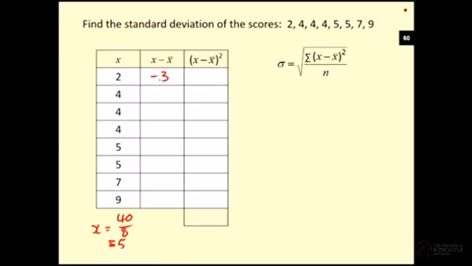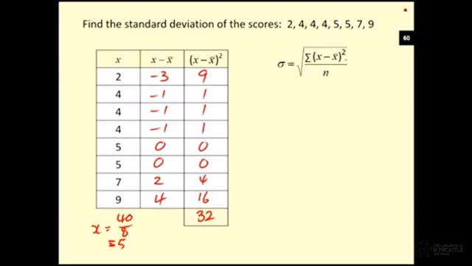2 minus 5, 4 minus 5, 5 minus 5, 7 minus 5, and 9 minus 5. Yeah, I can take 5 off everything. Square everything. It's easy to accidentally start doubling things or do another thing, but just square them. If I add up that column, I've got 20, 21, 32.